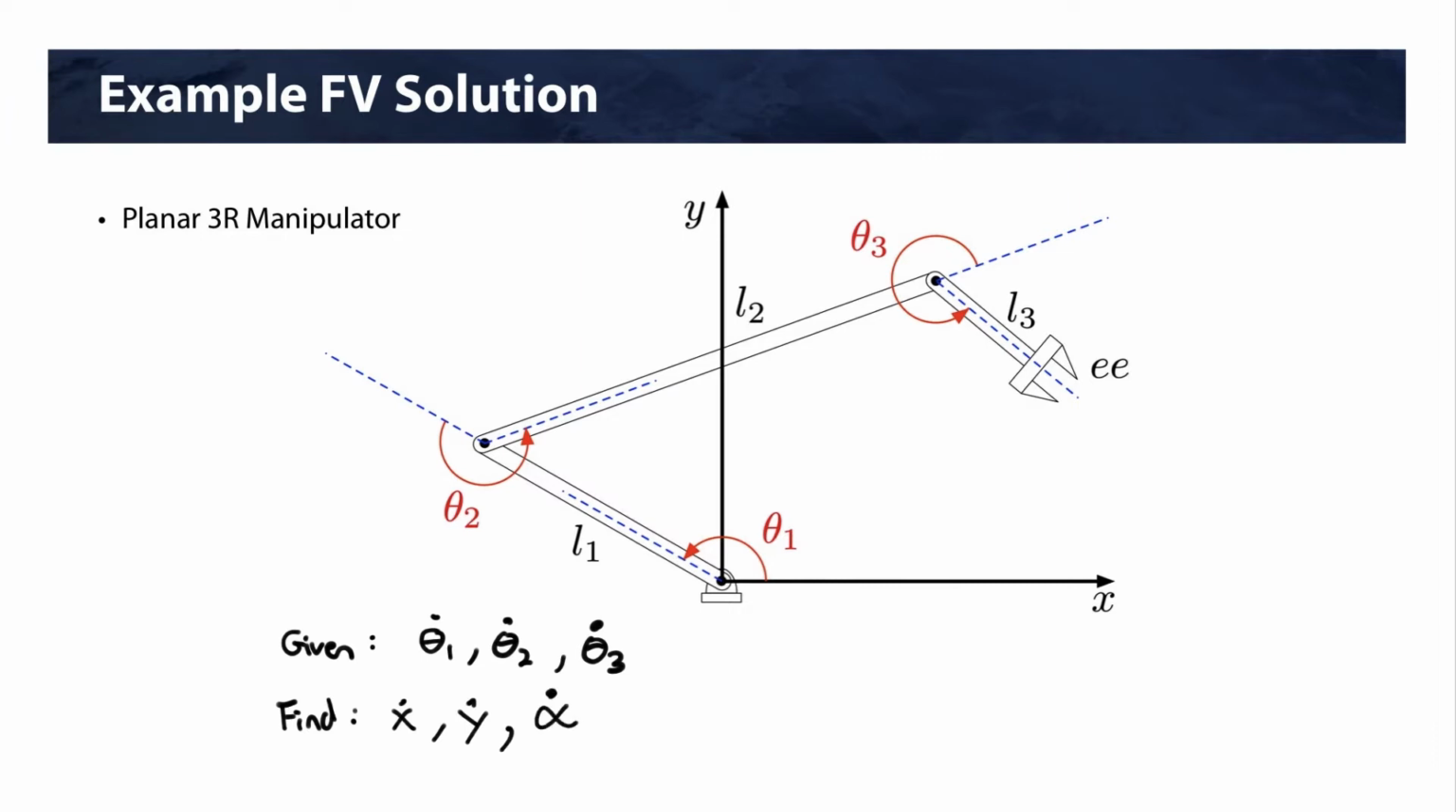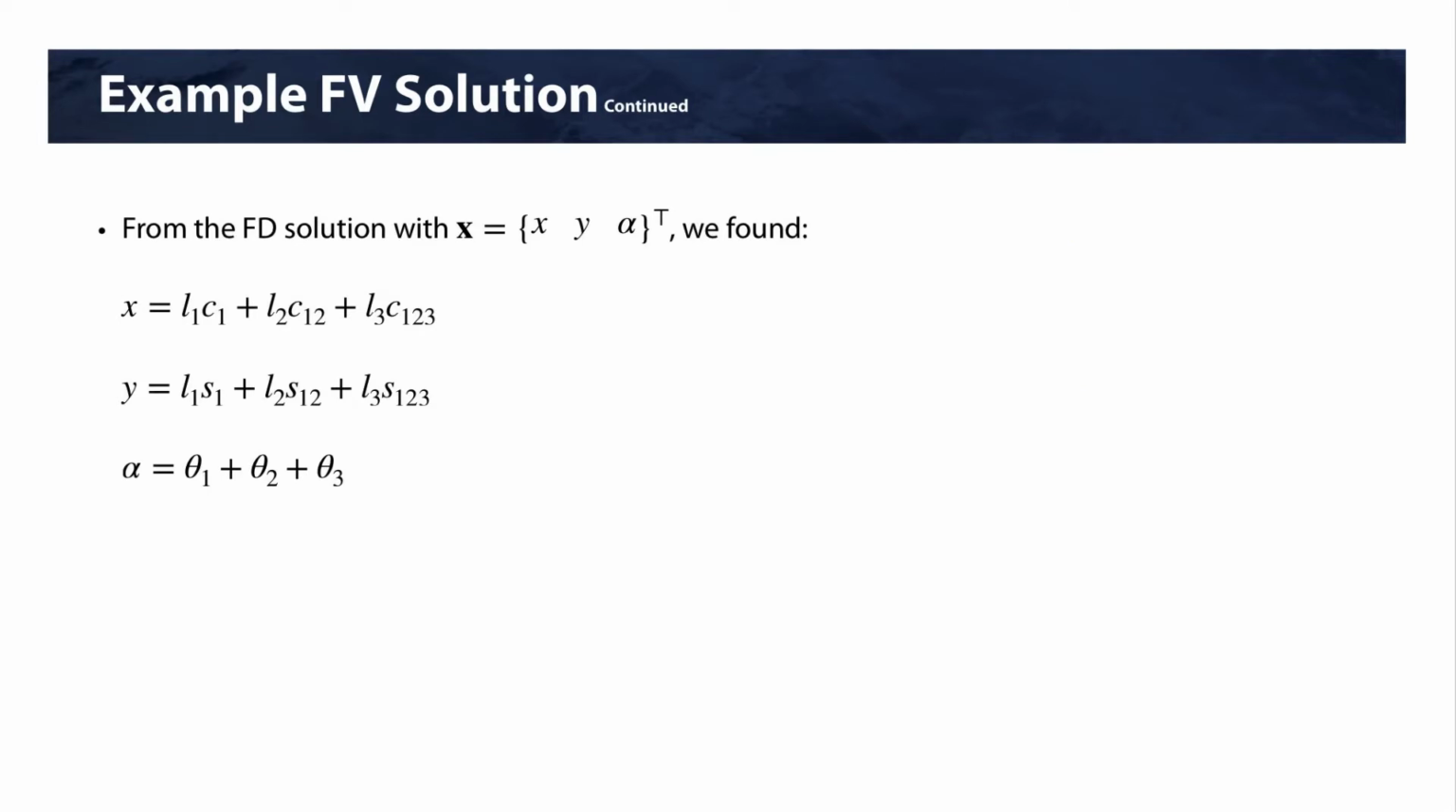Previously we found the forward displacement solution: what x, y, and alpha were given theta 1, theta 2, and theta 3. In order to do our forward velocity solution, we always first need to do the forward displacement. You can go back to the previous videos and see how we solved it. Now, with the forward displacement, we can easily find the forward velocity.